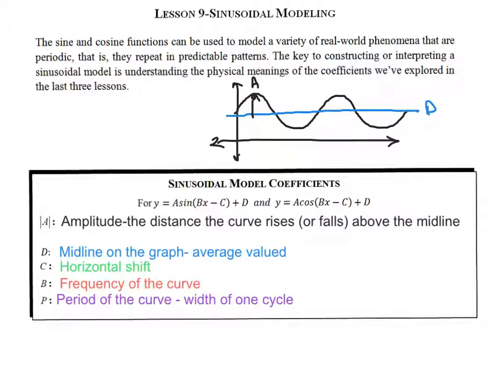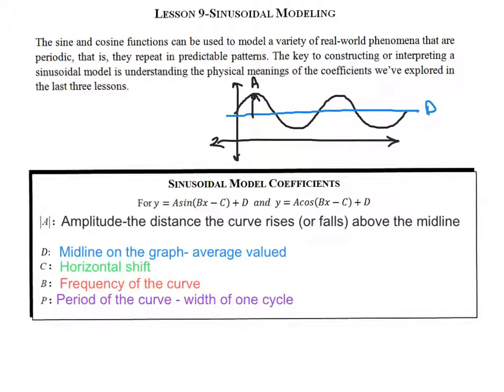The A and the D values are vertical distances. So whether I've shifted my graph up or down, that's represented in D, and then how much the graph goes up or down from that midline is going to be my A value. So always think of the A and the D as vertical quantities. Now the next parts, C, B, and P, those are all horizontal distances.